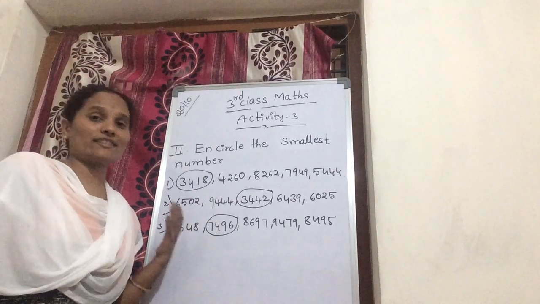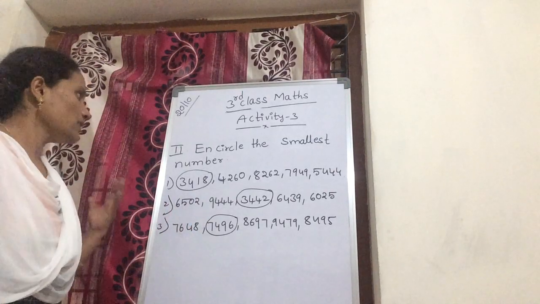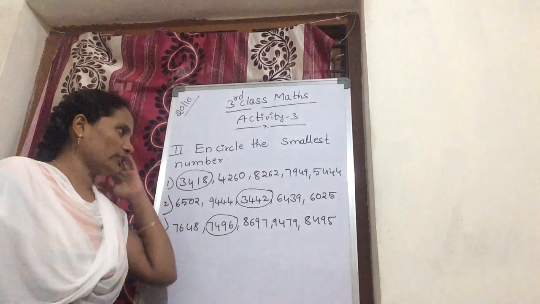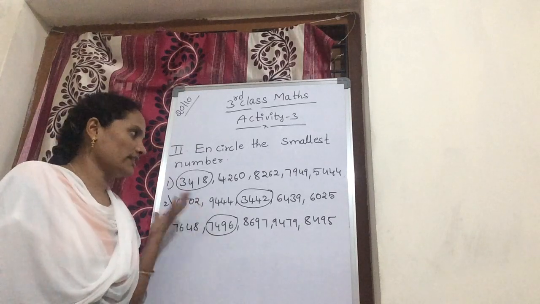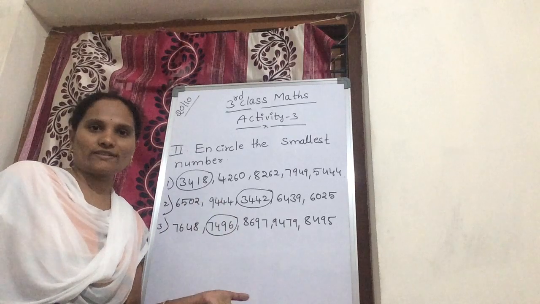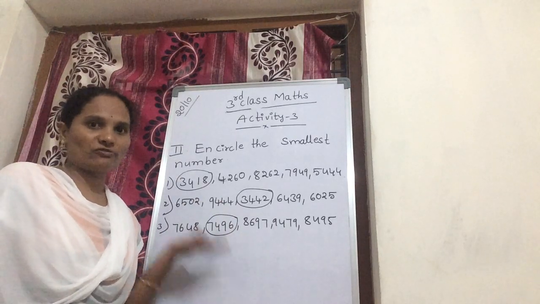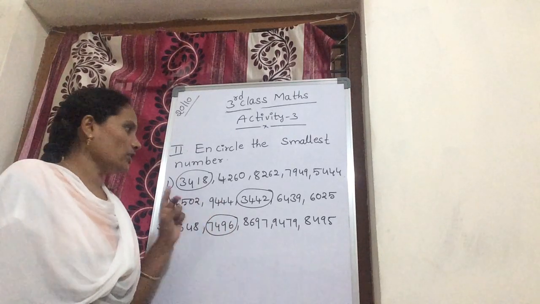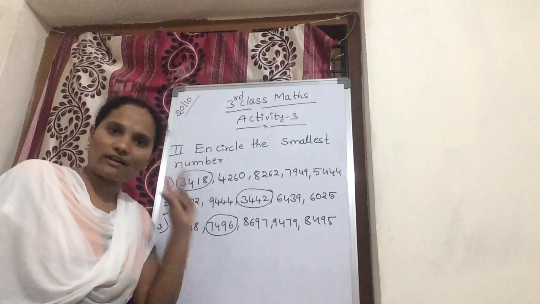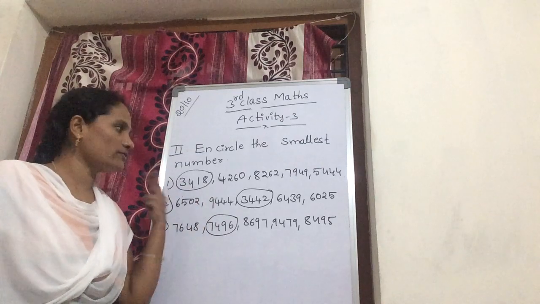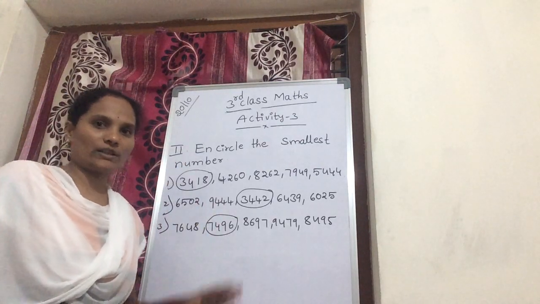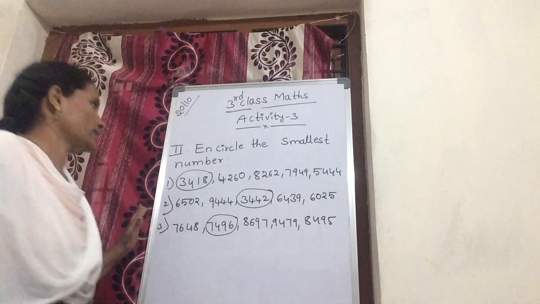We can understand, children, how to find out the smallest number and how to compare numbers. Whatever numbers you are getting, check how many digits they have. 3 digit, 4 digit. That is the first method. If they are 3-digit numbers, we are checking in the 100 place. Otherwise, for 4-digit numbers, we are checking in the 1000 place. Okay, please copy it.